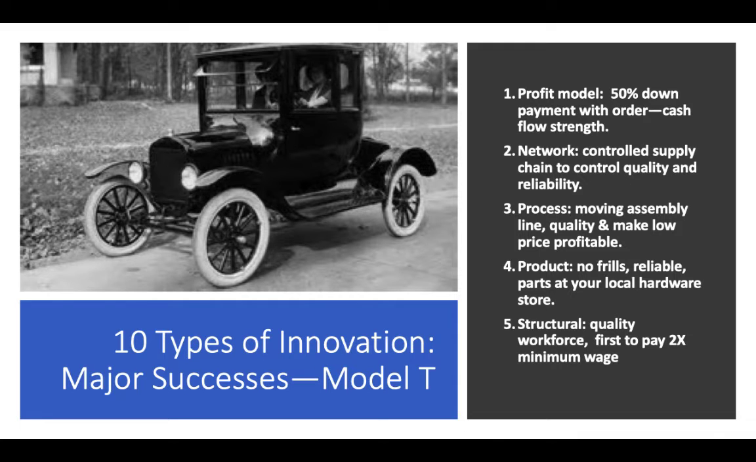But it's the objective he set, and it's the objective that he accomplished. And he did that with 5 different types of innovation. First, he started with profit model innovation. This required a 50% down payment with your order.